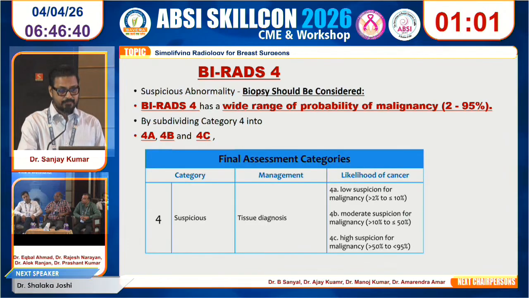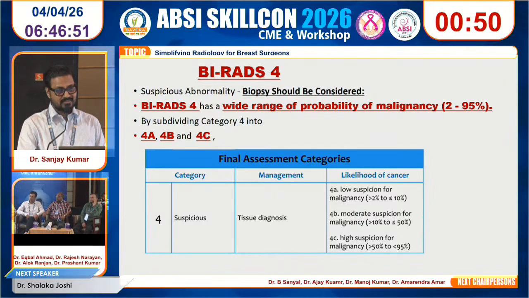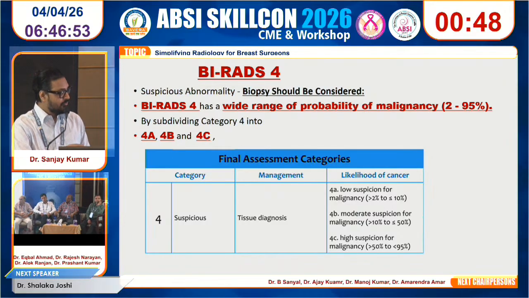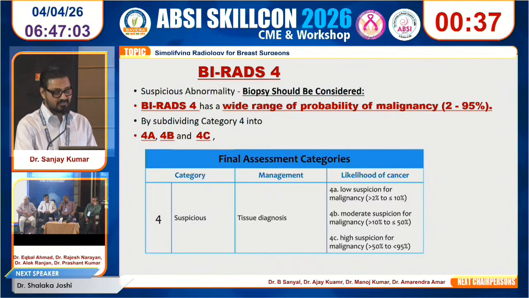Benign finding. So BI-RADS 4 is suspicious abnormality. BI-RADS 4 is actually a wide range of probability of malignancy, approximately 2 to 95%, a very wide range. So that's why this is divided into 3 categories: 4A, 4B and 4C. There is a low suspicion, a moderate suspicion, and a high suspicion. But in all 3 categories, there is need of tissue diagnosis because all 3 are suspicious.